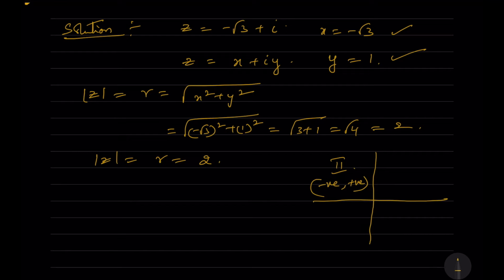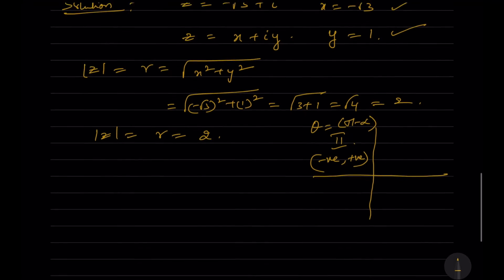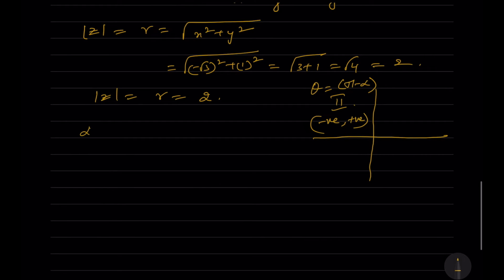Here, how do we get theta in this? You will get it as pi minus alpha. We have seen this. This is the argument. So alpha is equal to tan inverse of mod of y by x, which is equal to tan inverse of minus root 3.